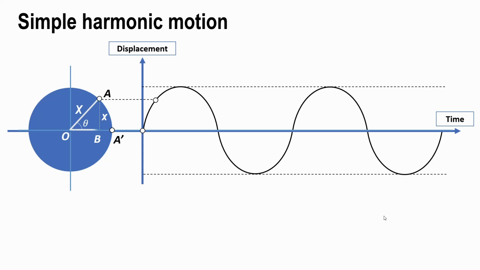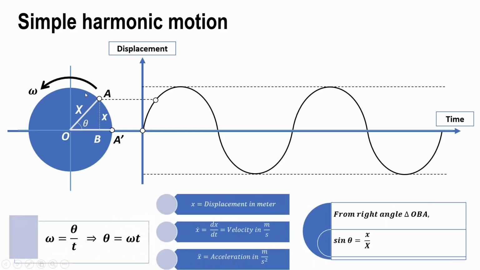Now let us consider that the motion is taking place in a circular path in such a way that the point A dash is now moving in a circular path to point A through an angular displacement theta. This vertical displacement is small x and this OA is the capital X. Now take projection over here. The projection of point A is shown in the figure, and this is the displacement time graph.